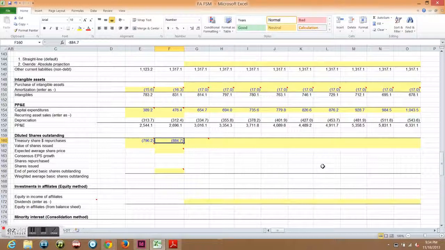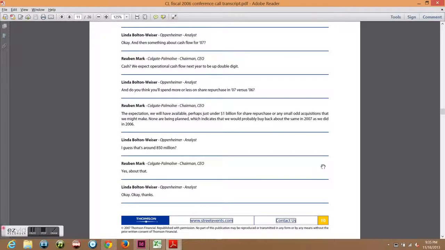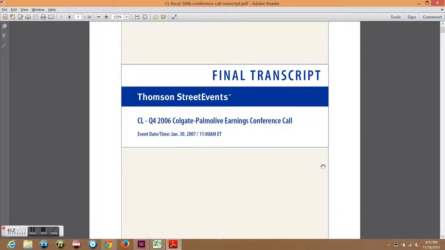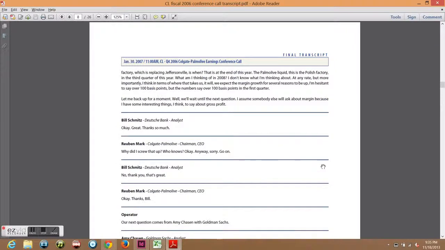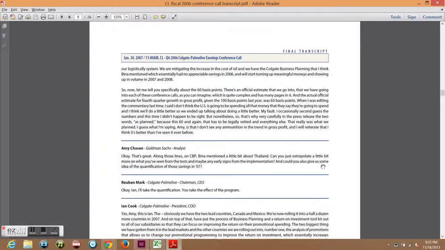Well, in this case, we do have a transcript of the conference call that took place for Colgate. Within this transcript, we find a lot more information, which gives us more color on what's going on. This is obviously uploaded on Dropbox. As we read through this, we just see a conversation between the CEO and the analyst, and obviously some of this information you can use for yourself.